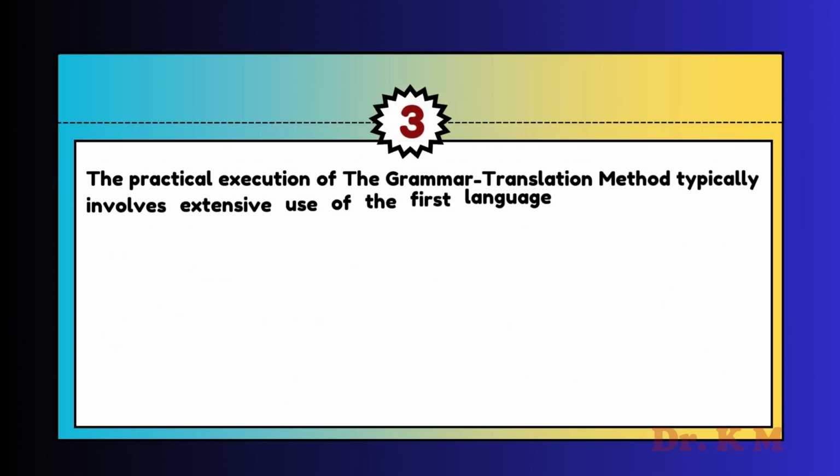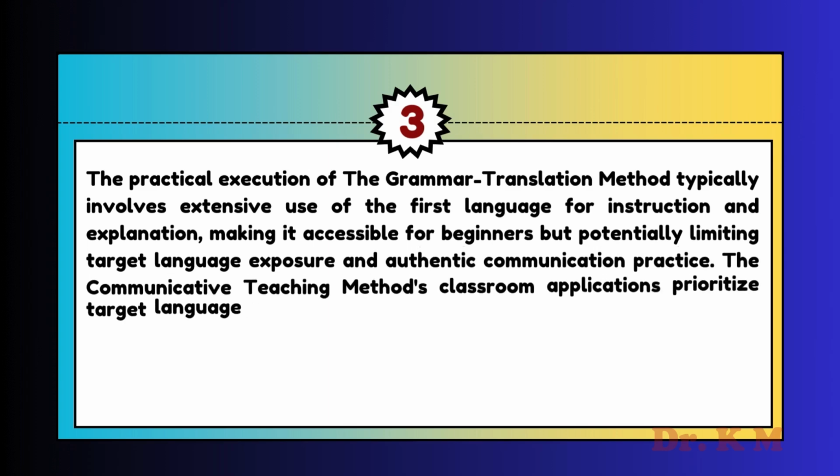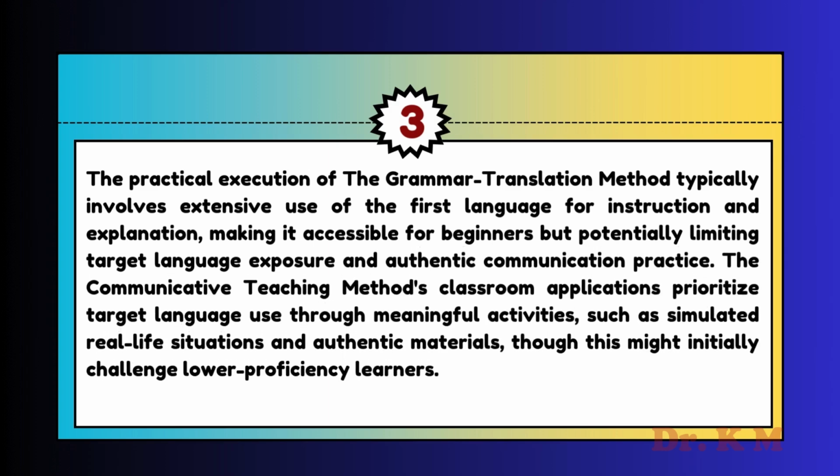3. The practical execution of the grammar translation method typically involves extensive use of the first language for instruction and explanation, making it accessible for beginners but potentially limiting target language exposure and authentic communication practice. The communicative teaching method's classroom applications prioritize target language use through meaningful activities, such as simulated real-life situations and authentic materials, though this might initially challenge lower proficiency learners.